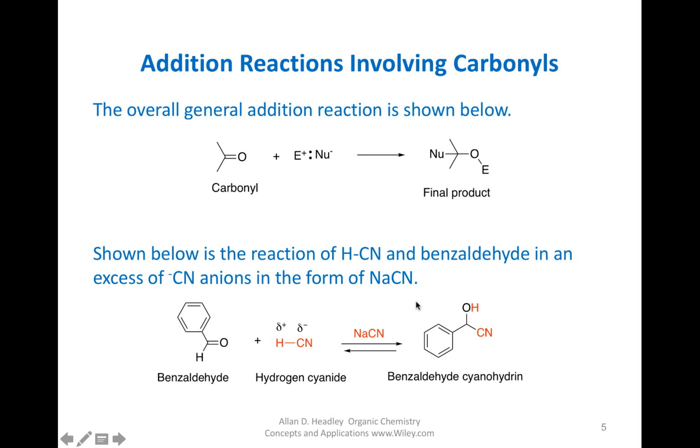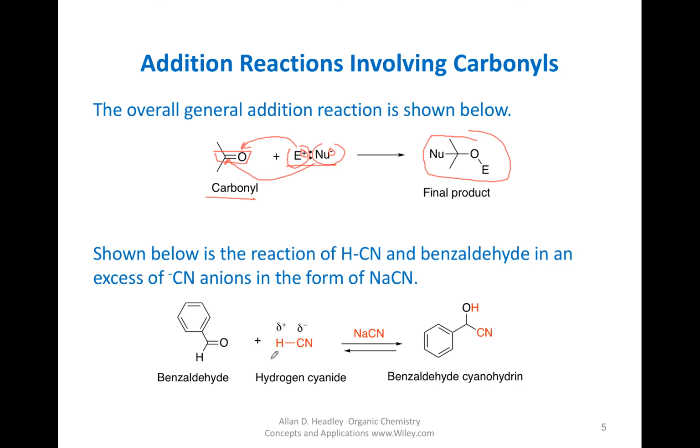So the overall reaction looks like this. You have your carbonyl compound. Here's a carbonyl, polarized bond. And we have our reagent, E plus and Nu negative. Of course, that is the generic form. But if you had specific molecules, you would have to determine the E plus and the Nu negative. So since these reactions are regiospecific, we know the E plus will add here and the Nu negative will add here to give this type of product as the final product.